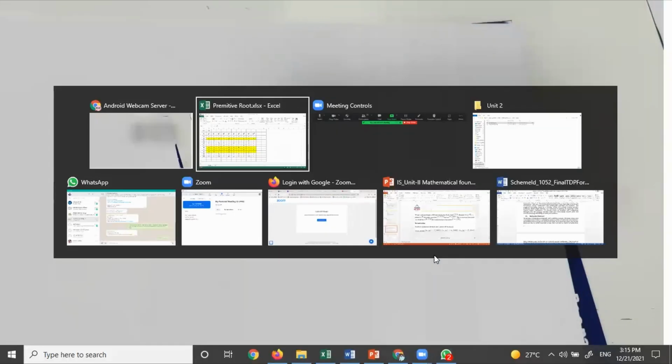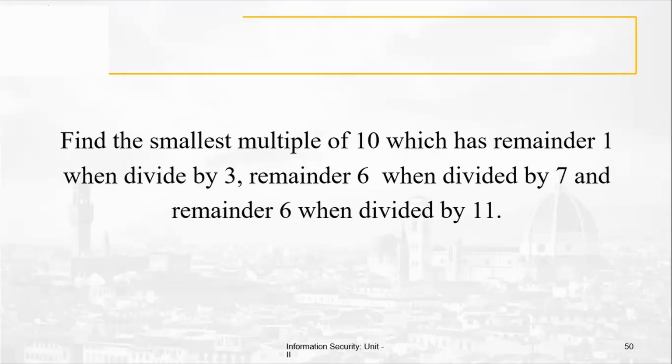If you have understood, what I want to do is, I hope the problem is readable. Find the smallest multiple of 10 which has a remainder 1 when divided by 3, remainder 6 when divided by 7, and remainder 6 when divided by 11. Can you find out this number?